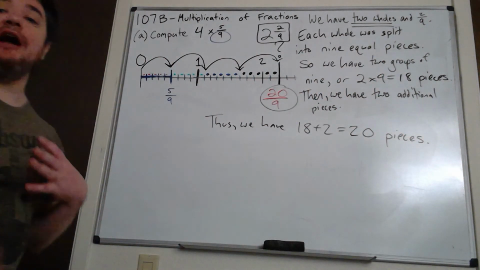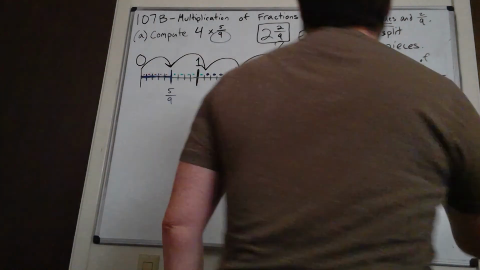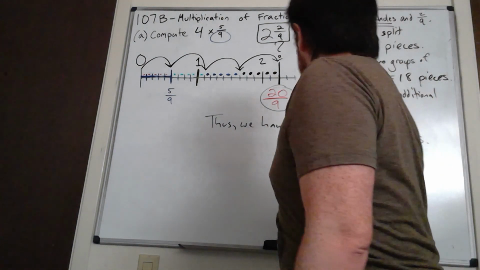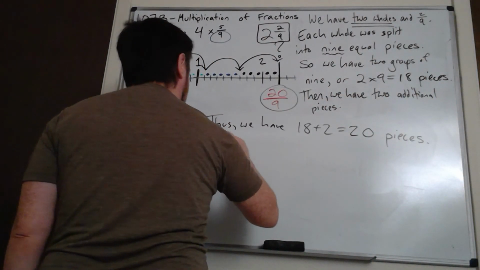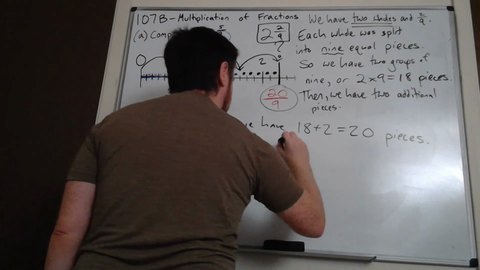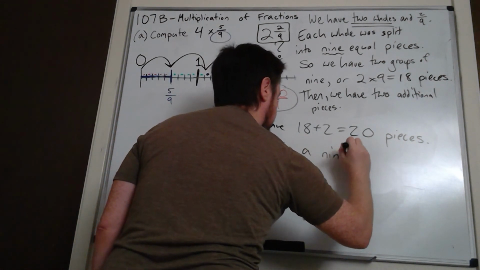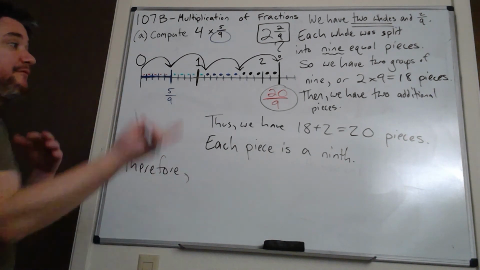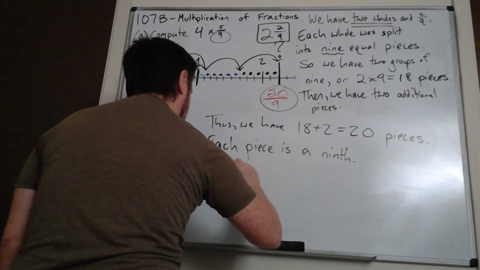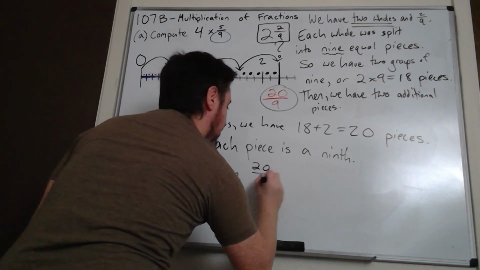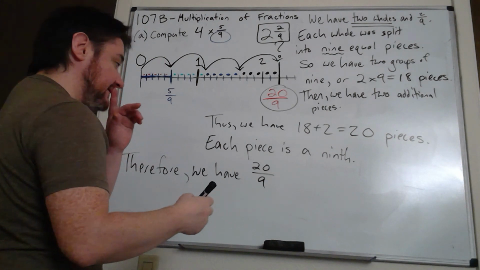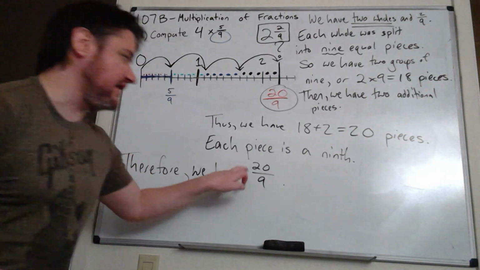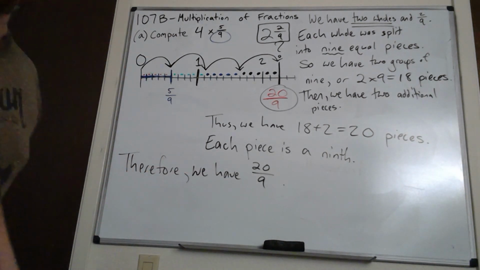right? What are our pieces? Our pieces are ninths. Because of our definition, we split our whole into 9 equal pieces. So we've got 20 pieces, each piece is a ninth. Therefore, or hence, if you want to get real fancy, therefore we have 20 over 9. I don't want to say 20 over 9 pieces. The pieces are the ninths, so we've got 20 ninths. There we go. All right.